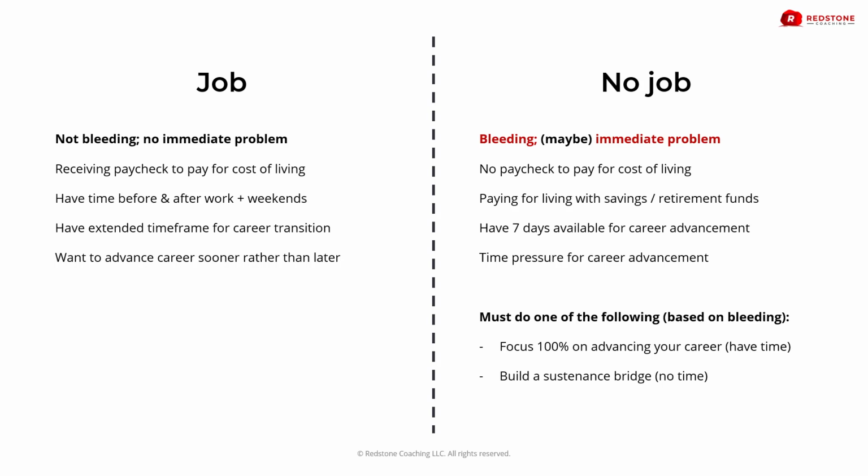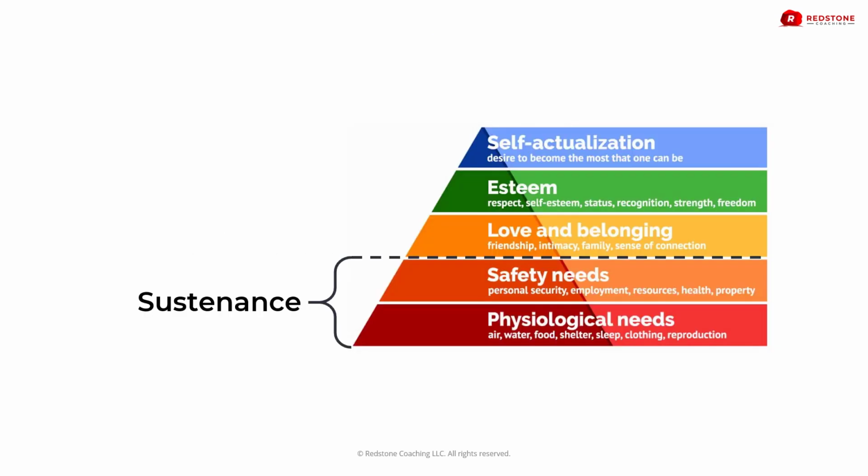So if you're in this scenario where you don't currently have a job, you must do one of the following based on your bleeding. You either focus 100% on advancing your career, assuming that you do have some time before you bleed out, or two, if you're really nervous about bleeding out, you don't have time, you don't have the cash, you need income now, you need to build what I call a sustenance bridge. Think of sustenance as the very bottom tier of Maslow's hierarchy of needs, which we covered in the very first video of Module 1.